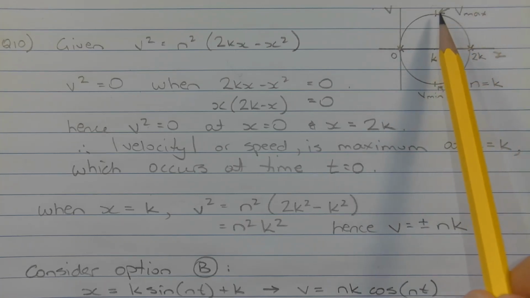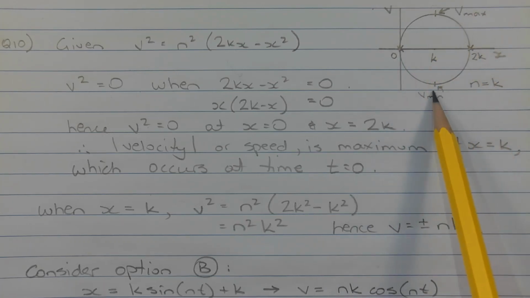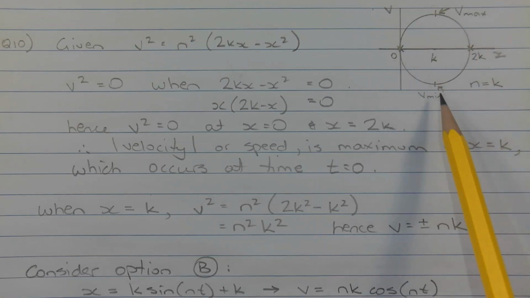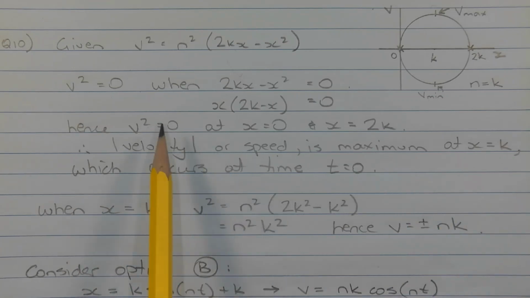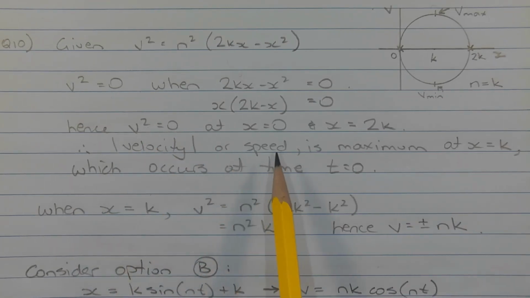Now the velocity is maximum here and here. In other words, the maximum and minimum velocities occur at x equals k, and I've written that here. So the absolute value of the velocity, or the speed of the particle, is maximum at x equals k, and that occurs at time t equals 0.